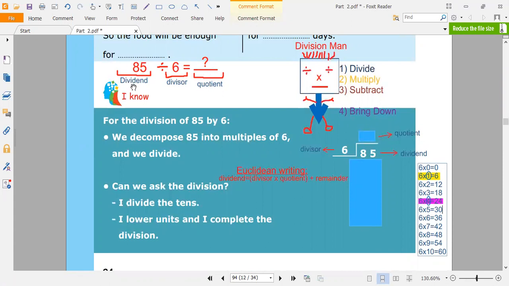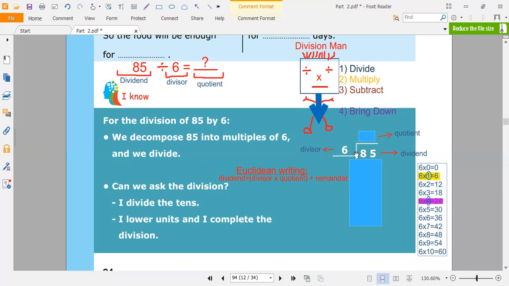What is the meaning of dividend? It is the number that you are going to divide. What is the meaning of divisor? The number that we divide by. Quotient is the answer.